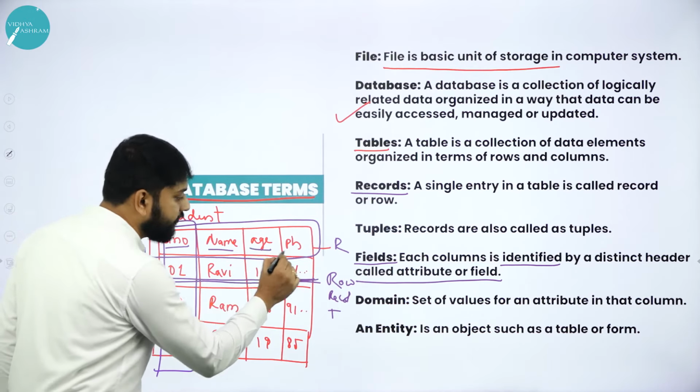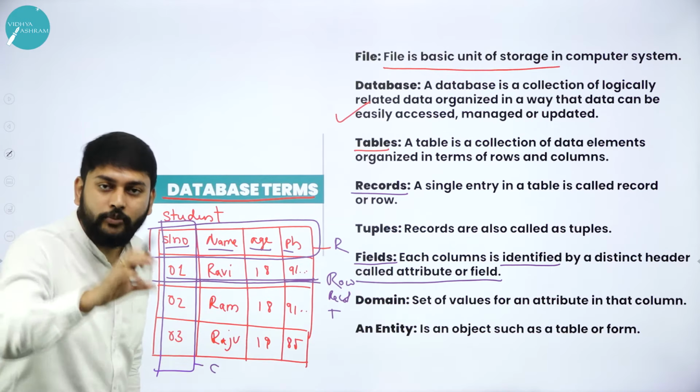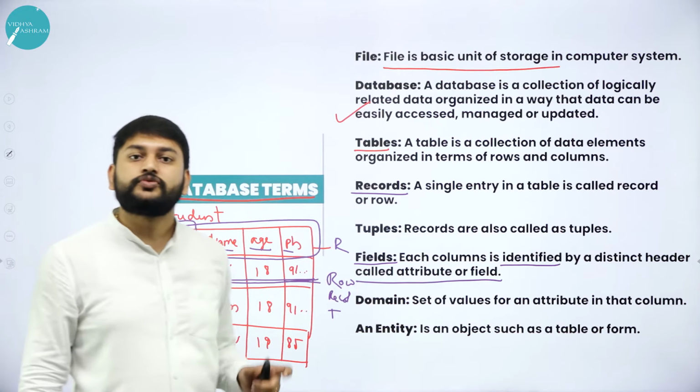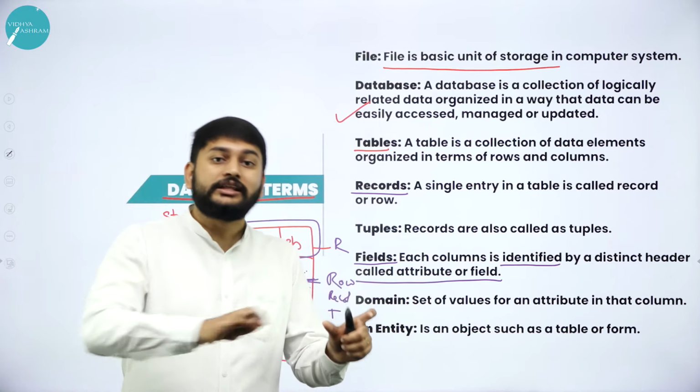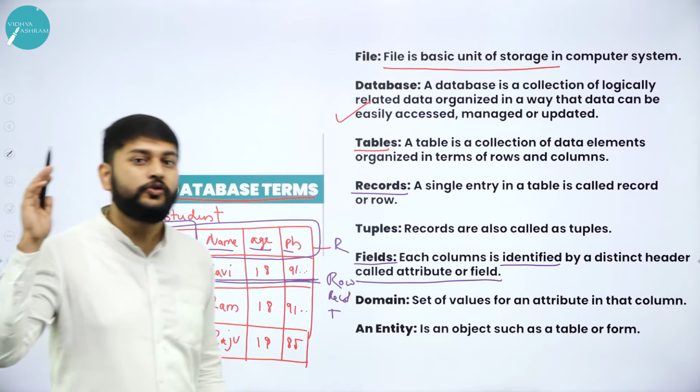Please understand field. What is this? Every column has a name, which we have given to identify this particular column. So that is what we call a field. Another name for the field is attribute. That is what you have to remember.